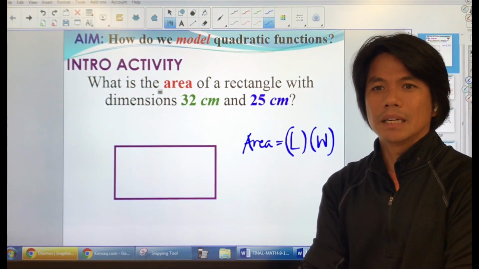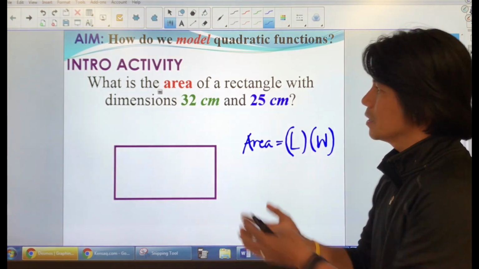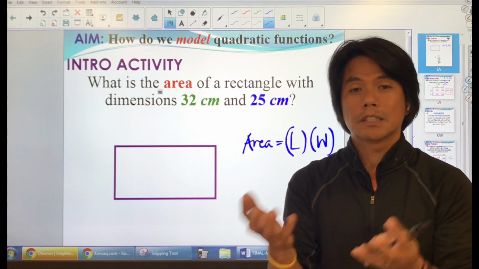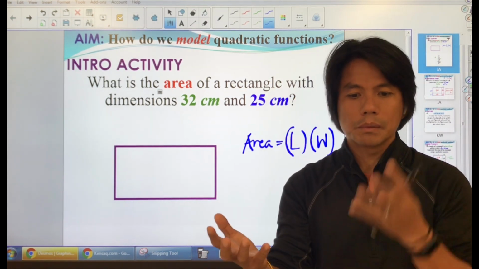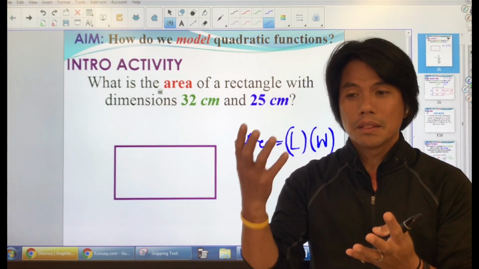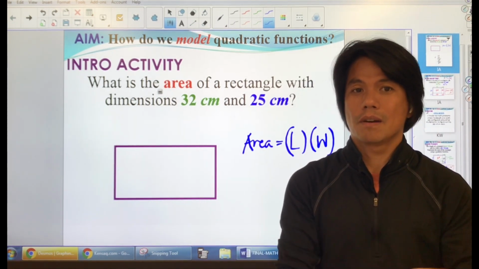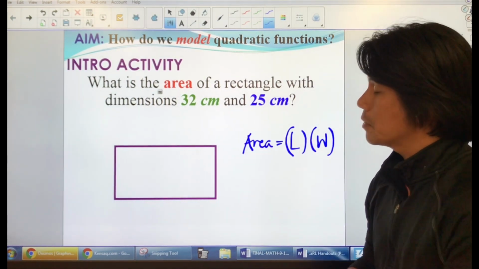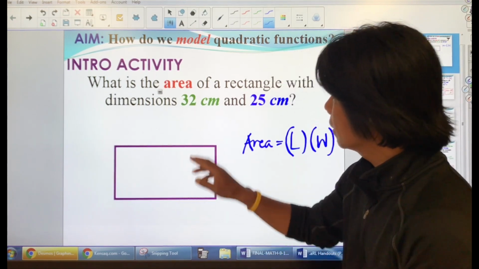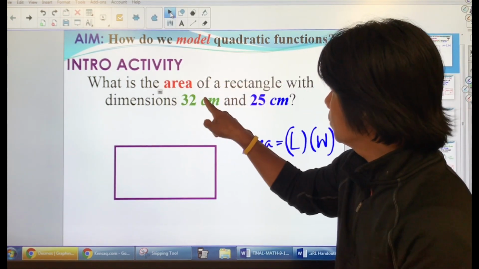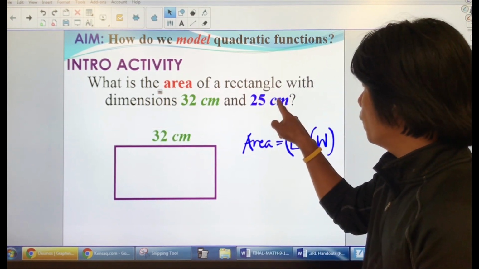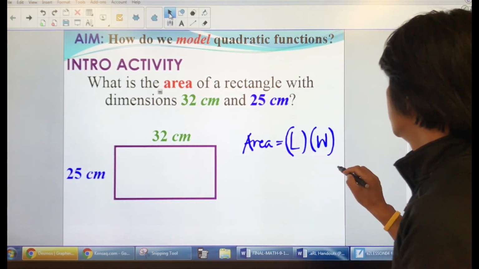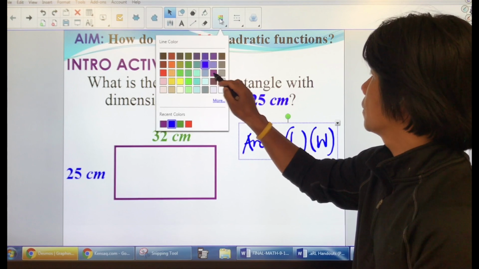But theoretically, it doesn't matter. Why? Because if you multiply these two numbers, in multiplication, numbers are commutative, meaning, for example, 2 times 3 is 6, is the same as 3 times 2. It's also 6, right? So it doesn't matter where you place the dimension. However, since obviously our rectangle here is longer this way, I'm going to put the 32 there, 25 on the side.